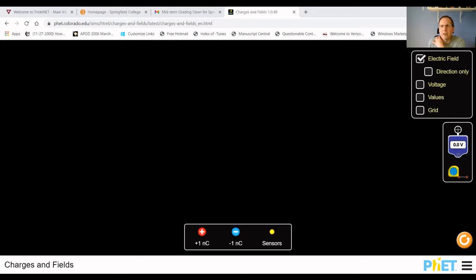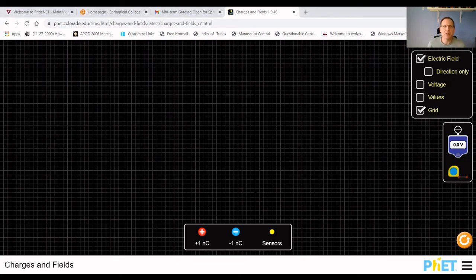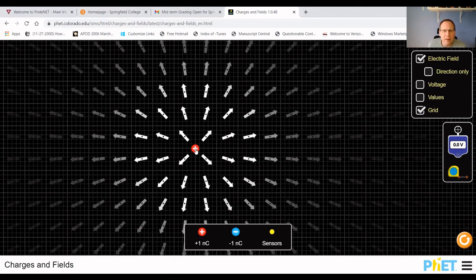Okay, so here's the simulation. What I would do is turn on the grid, right? Then if we place a charge at some location, if there's just a single charge, we can call that 0, 0 just to make things easy. So let me place this +1 charge right in the center here, right around 0, 0.